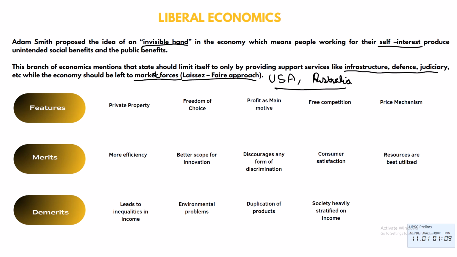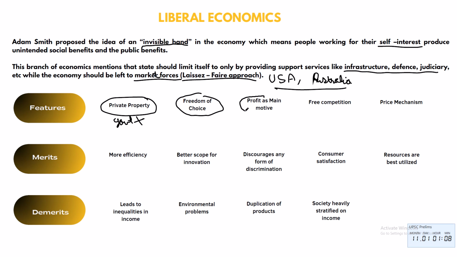However, they have some features, merits and demerits as well. Now let's look into the features. Private property: all the resources, be it land, capital, or machines, are owned by individuals and the government has nothing to do with it. Freedom of choice: individuals can carry out any occupation or trade as per their wish, and consumers are free to buy products as per their wish.